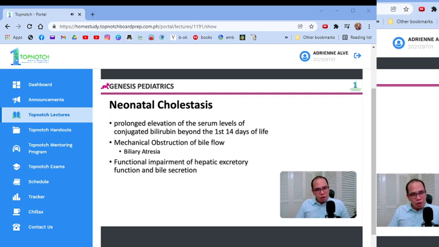The common pathophysiology is obstruction of bile flow. So it can be either mechanical, such as what you see in biliary atresia, wherein ang problema mo is yung anatomy ng biliary tree mo, or it can be because of an impaired hepatic function. So hindi gumagana yung liver, hindi niya ma-excrete yung bilirubin. So ito yung common na pathophysiologic explanation.